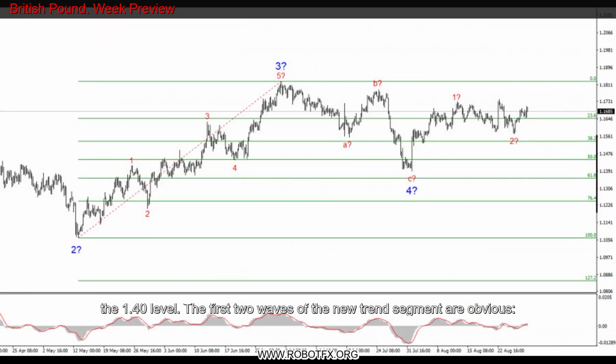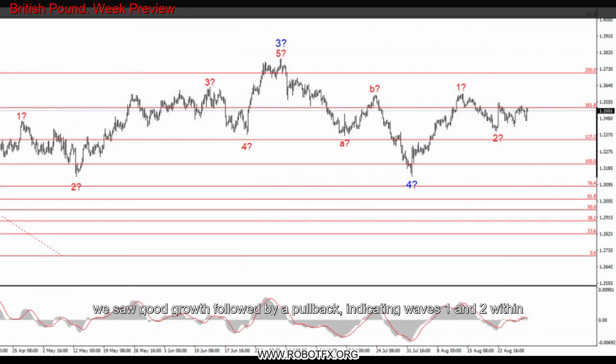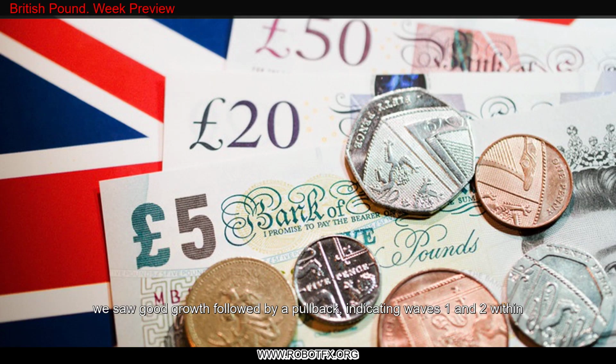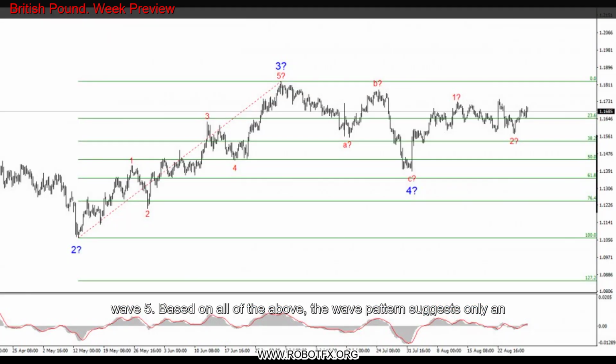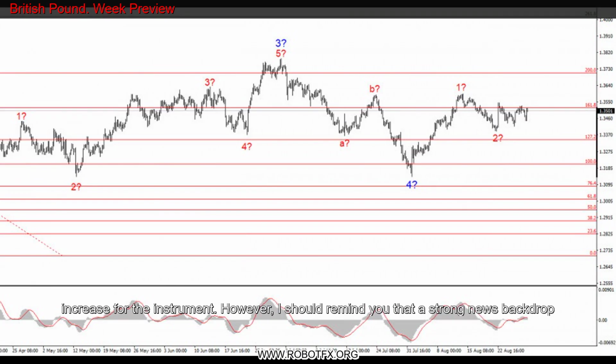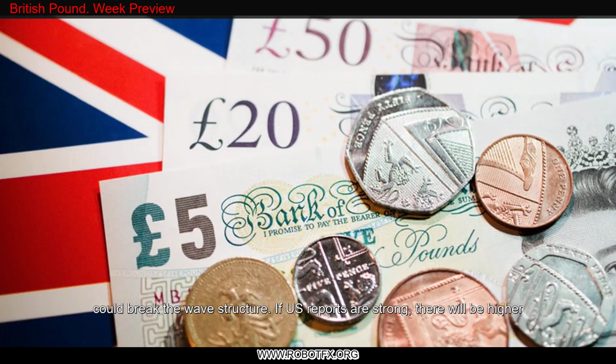However, I should remind you that a strong news backdrop could break the wave structure. If US reports are strong, there will be higher demand for the dollar, and GBP/USD as well as the US index will head lower, which would, at a minimum, complicate the anticipated wave 2 within 5. Ideally, this scenario should be avoided, but it remains a possibility. Theoretically, even the entire wave 4 could become more extended and complex, BCDE. In that case, the pound could retreat to the 1.30 area. Therefore, US reports must not significantly exceed market expectations.